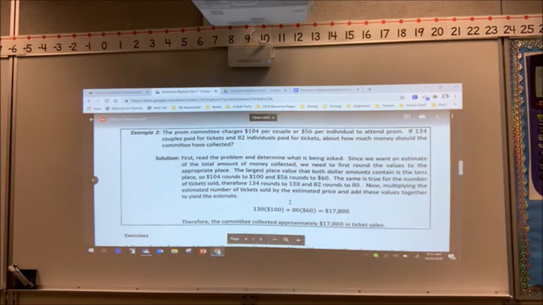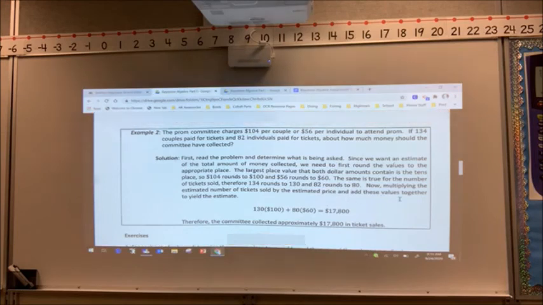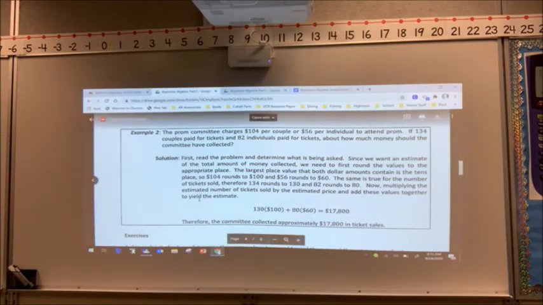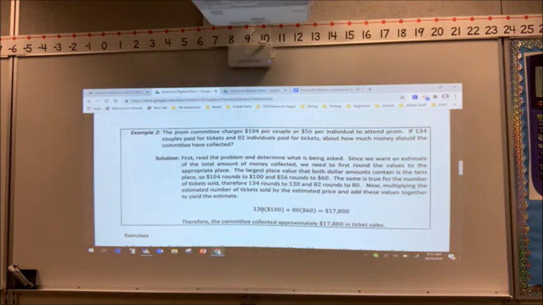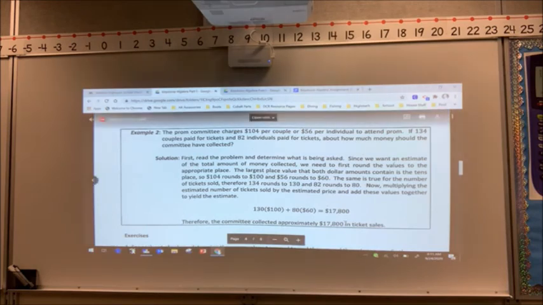Now, multiplying the estimated number of tickets sold by the estimated price, then adding these two values together will yield the estimate. 130 tickets times $100 added to 80 tickets times $60 comes out to $17,800. So to answer the question, the committee collected approximately $17,800 in ticket sales.